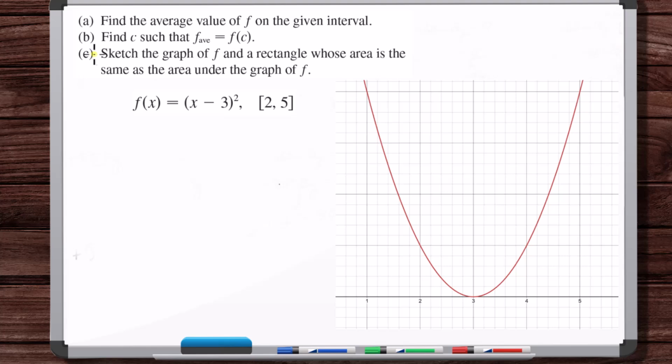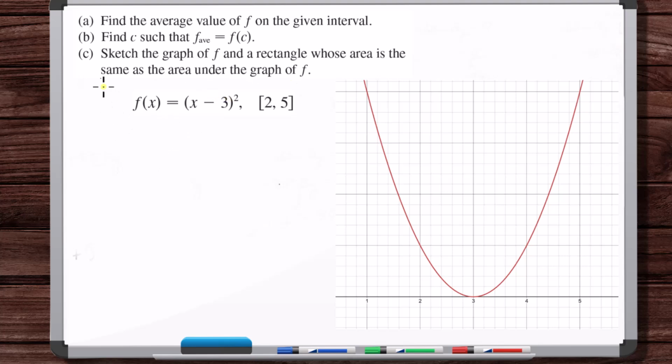Then part c is based on the geometric interpretation of the mean value theorem of integration, but you can only really use this geometric interpretation if the function is positive over the interval. So it says, sketch the graph of f in a rectangle whose area is the same as the area under the graph of f. So we'll do that as well.